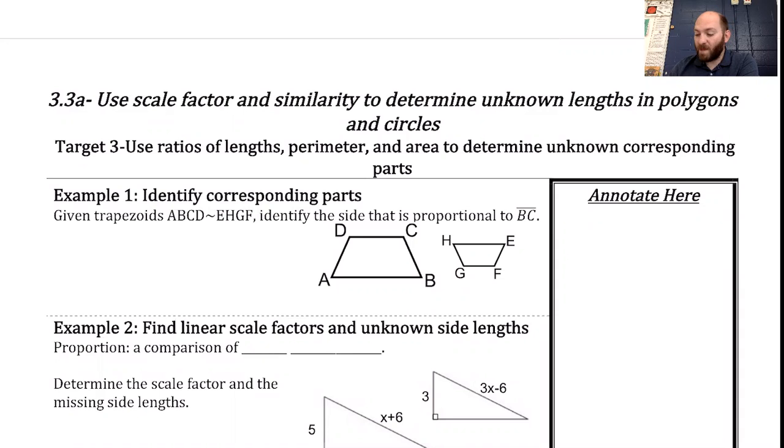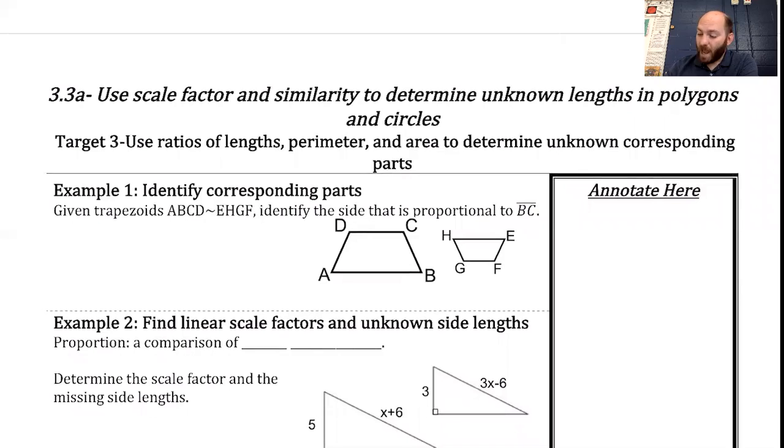Given that trapezoids ABCD is similar to EHGF, identify the side that is proportional to BC. It might help to draw out the diagram. I'm going to focus on the locations of things. A and E are in the same spot, so they're congruent to each other. B, put 2 there, is in the same spot as H. C, 1, 2, 3, same spot as G. And then D, put 1 tick mark there, same spot as F.